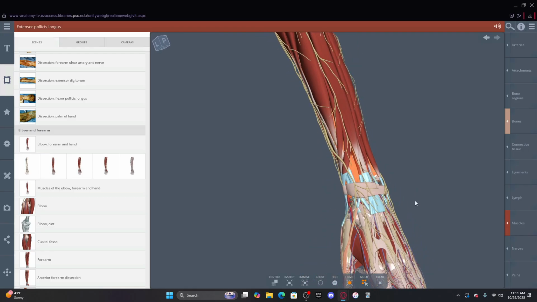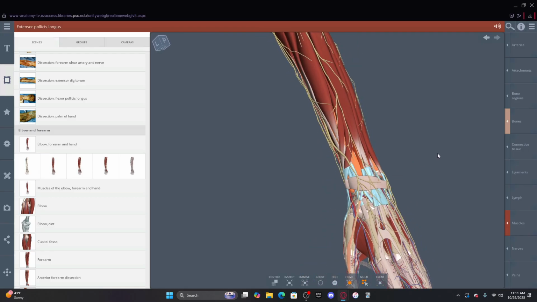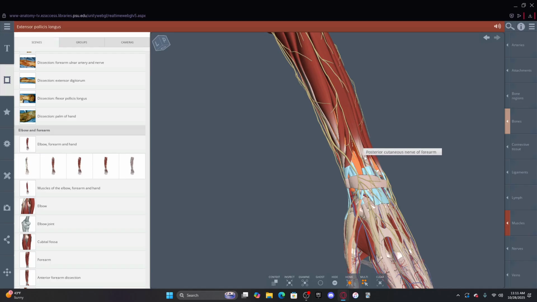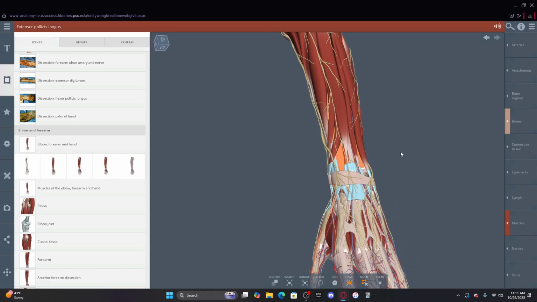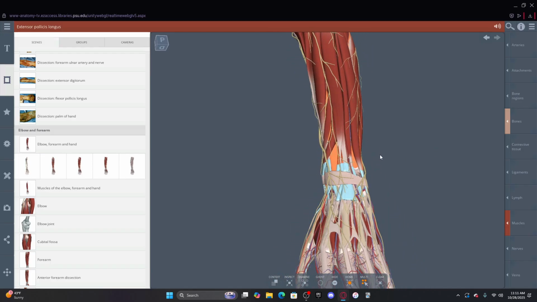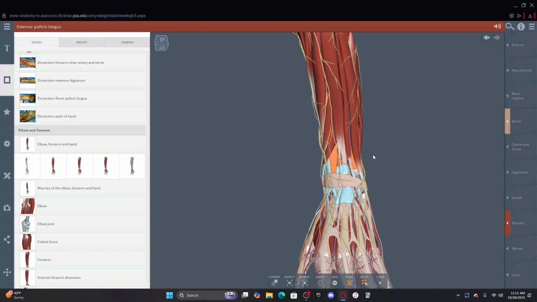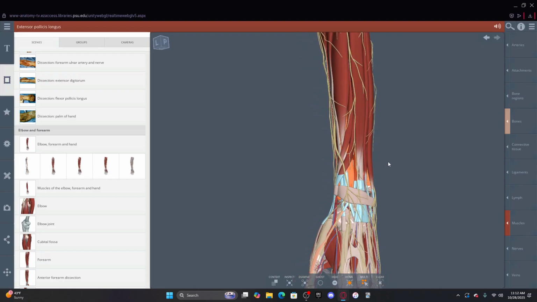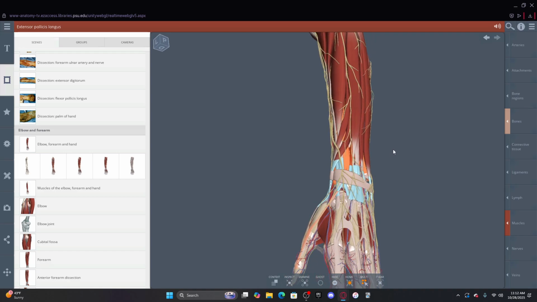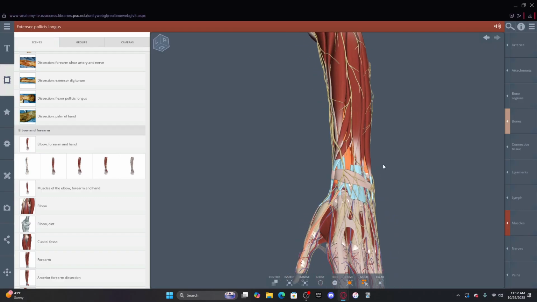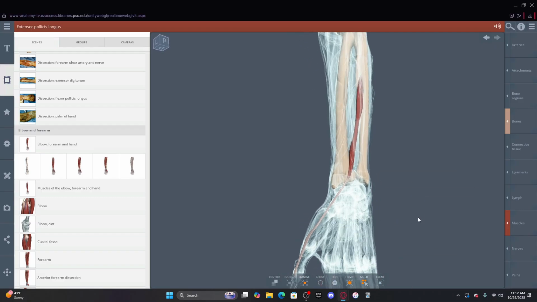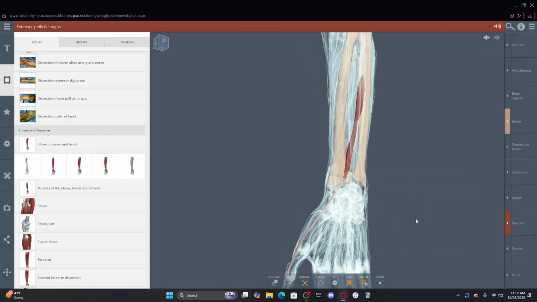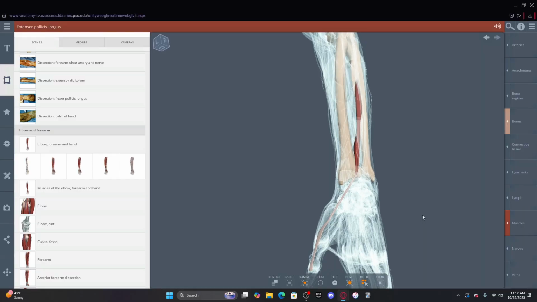We don't need to know extensor pollicis brevis, and I'm not even going to go over the names, but there are about four or five muscles that we're not learning in the posterior compartment. So don't worry about those. Take that as a relief that there are more muscles in the forearm that we're not looking at. You only need to know this last muscle, extensor pollicis longus.